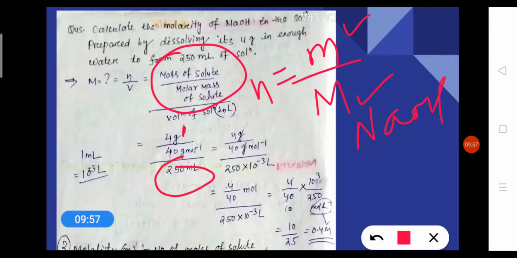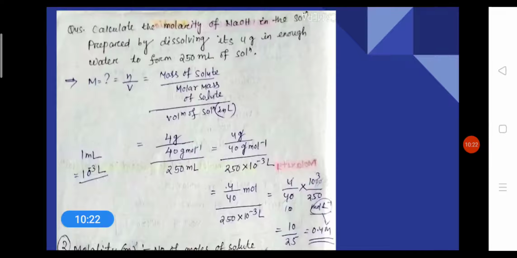But we have to calculate it in liter. 1 ml means 10 to the power minus 3 liter, then 250 ml means 250 into 10 to the power minus 3 liter. Then after calculation it is found that its value is 0.4 M or 0.4 mole per liter. Okay.